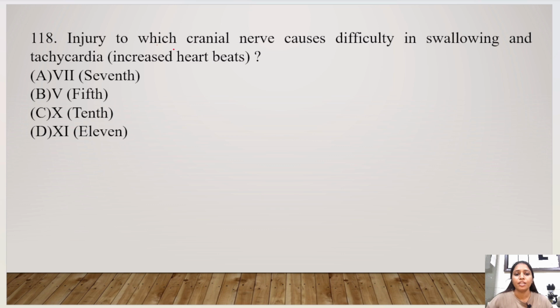In this question, the injury of which cranial nerve causes difficulty in swallowing and tachycardia, that is increased heartbeat? We all know that tachycardia means an increased heartbeat. So which nerve causes these types of difficulties? There is the 10th nerve, also known as the vagus nerve. It plays a crucial role because it functions as both a motor and a sensory nerve. So it controls swallowing, or motor innervation of the pharynx as well as the larynx.